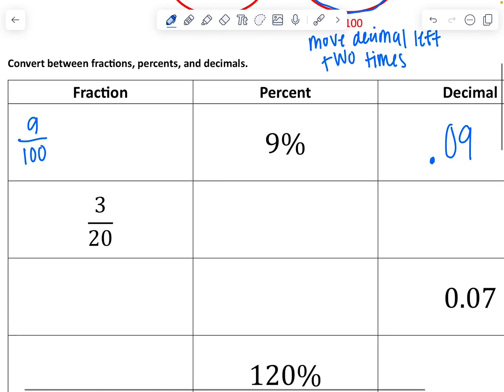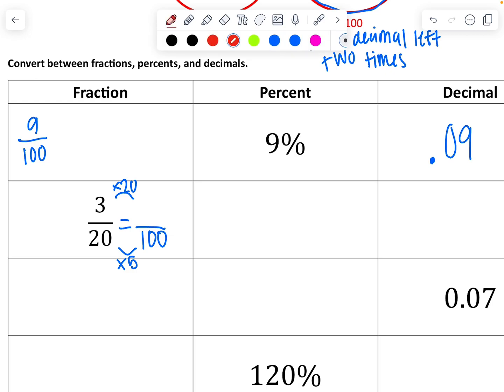Okay. So next, now we're going from a fraction to a percent. So remember, our percent is always over 100. So I need to get my fraction to 100. So I have to decide, how do I go from 20 to 100? I multiply by 5, because 20 times 5 is 100. And whatever I do to the bottom, I do to the top. So I have to do 3 times 20 on the top, and I get 60. So my percent is 60%.